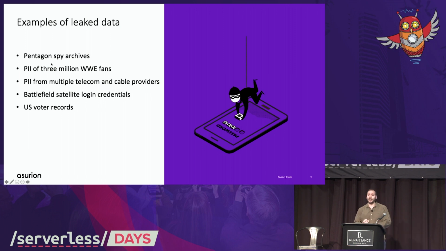So we've got things like Pentagon spy archives, which was the operations history and resumes of US intelligence personnel. We've got the PII of millions of WWE fans. So if anybody in the audience is a big wrestling fan, for starters, your secret might be out, okay? But also a lot of your own personal data, including the age ranges of your children. We've got PII from telecom and cable providers, even battlefield satellite login credentials and US voter records.